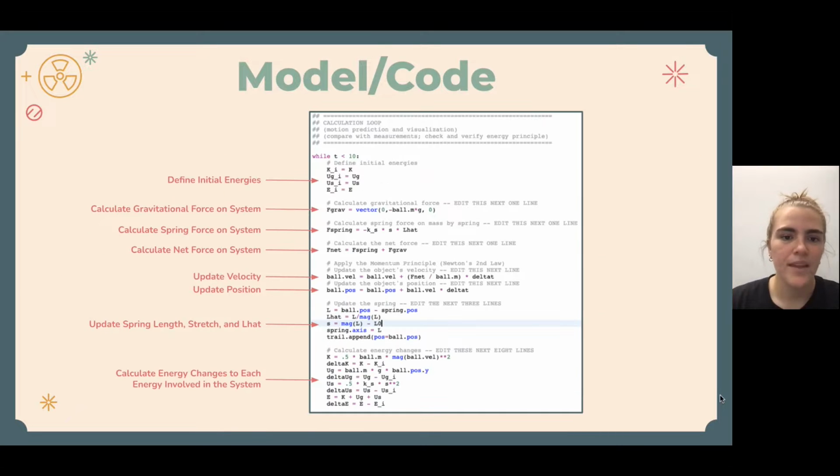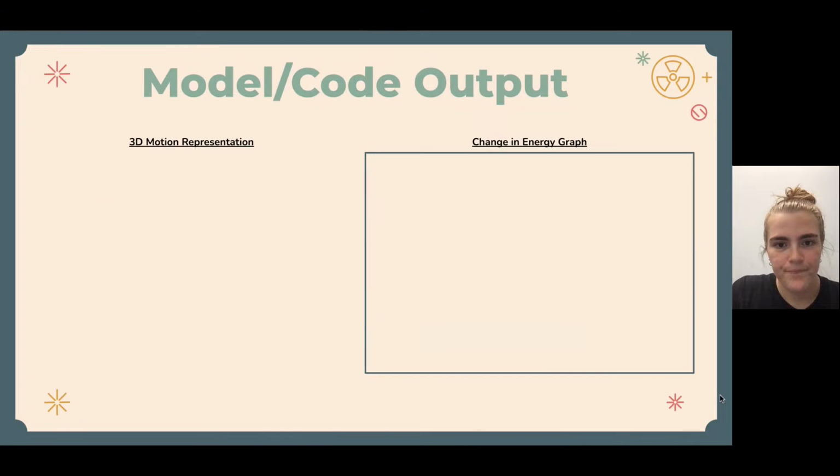energy. Next, we go to the calculation loop, where we first define initial energies, then calculate the gravitational and spring force on the system and add those together to get the net force on the system. Then we use that to update velocity and position. Then we also have to update the spring length, stretch, and L hat. And lastly, calculate energy changes to each energy involved in the system, as well as total energy.